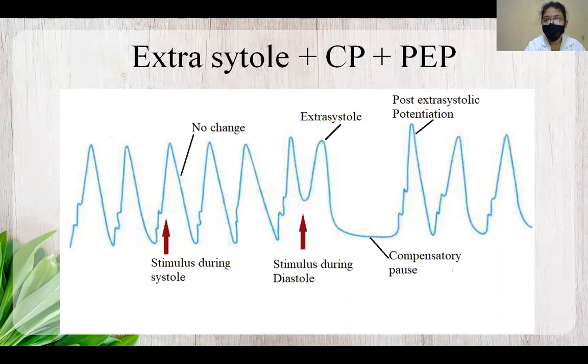So we have another experiment to prove the refractory period, that is the extrasystole, the compensated pause, and the post extrasystolic potentiation. CP means compensated pause, PEP means post extrasystolic potentiation.